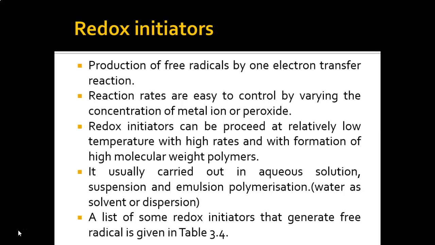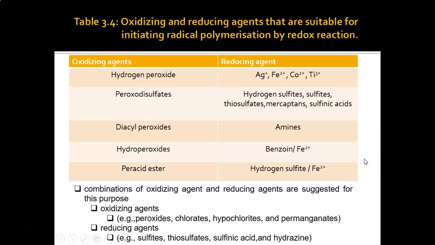And the table here shows some examples for the oxidizing agent and the reducing agent. So we have the hydrogen peroxide as oxidizing agent, peroxodisulfate, hydroperoxide, and so on. And for reducing agent, we have Ag plus, Fe2 plus, and so on. Amine, hydrogen sulfides. The combination of the oxidizing agent and reducing agents is suggested for this purpose.